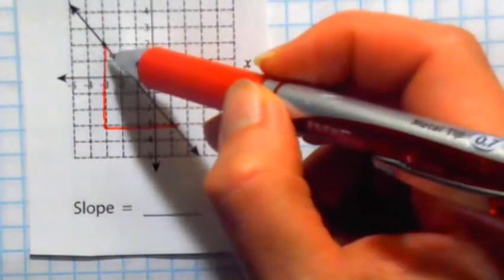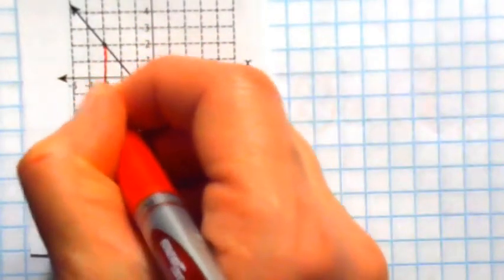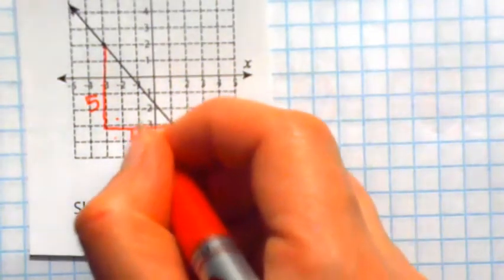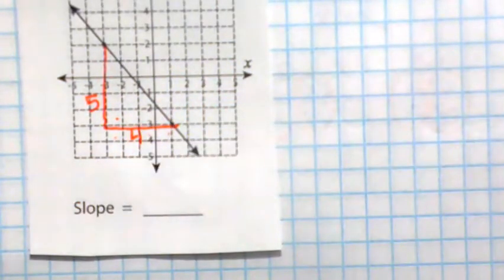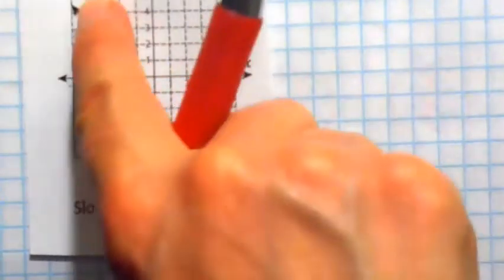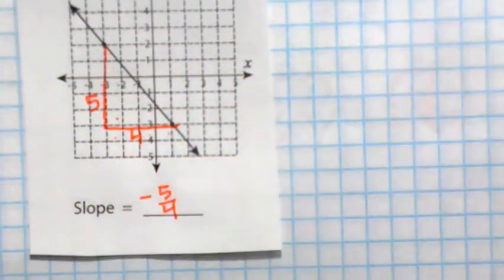Okay, I'm going to check out my rise. 1, 2, 3, 4, 5. My rise is 5, and my run is 1, 2, 3, 4. Rise over run. So 5/4, and it's negative because it's going down left to right.